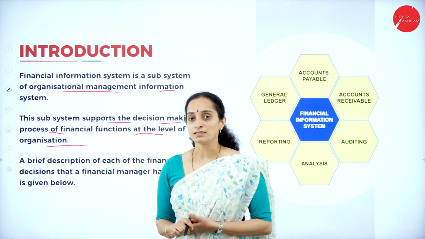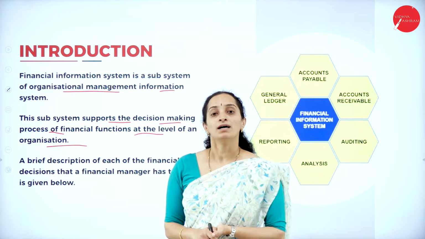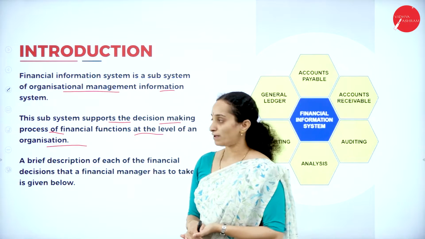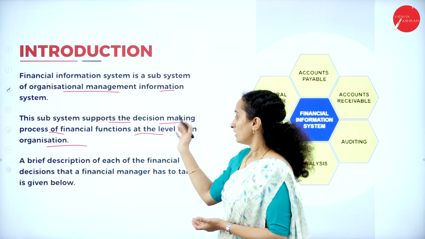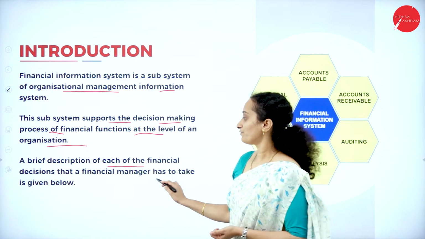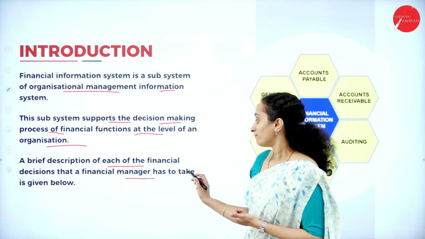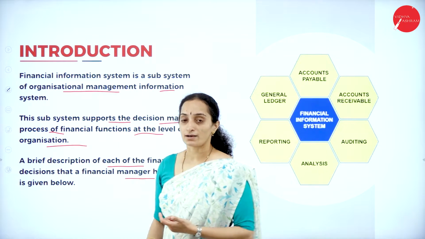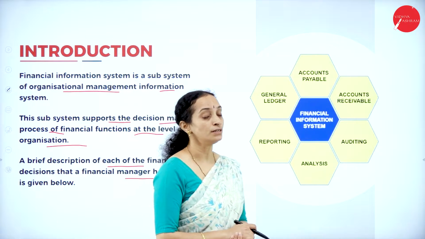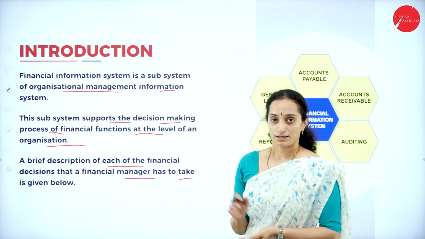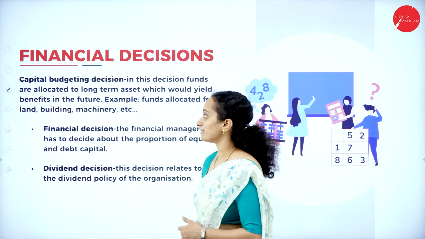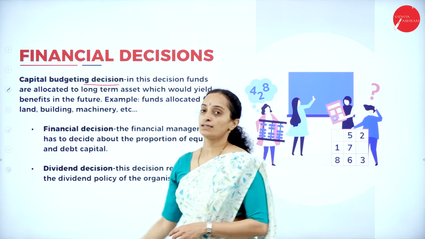So for that purpose, the financial information system assists the top level of management or top level of organization in decision making. The brief description of each of the financial decisions that a financial manager has to take. What are the prime decisions that a financial manager is going to take? That is, the roles of the financial manager are the capital budgeting decision.